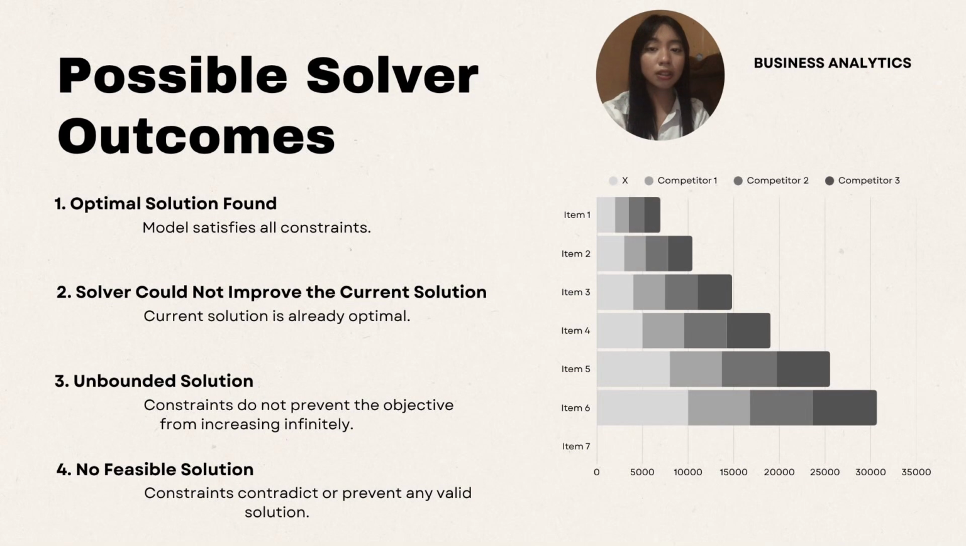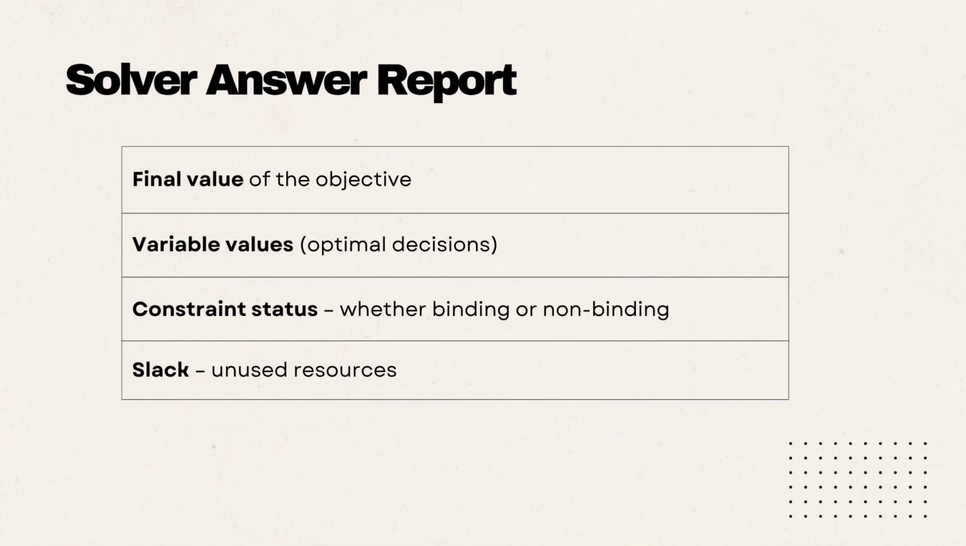Next, we have possible Solver outcomes. Solver may provide an optimal solution found, wherein the model satisfies all constraints. Next is that Solver could not improve the current solution because the current solution is already optimal. Next is an unbounded solution, wherein constraints do not prevent the objective from increasing infinitely. And lastly, it may report no feasible solution because constraints contradict each other or prevent any valid solution. So that's it.